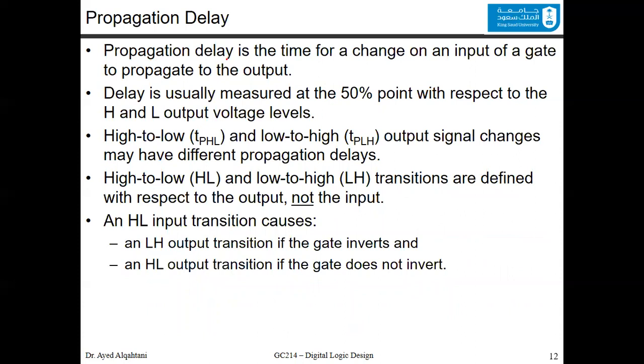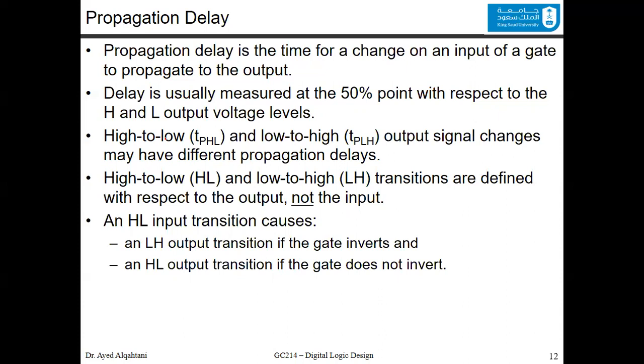The propagation delay is the time for a change on an input of a gate to propagate until you reach the output. This delay is usually measured at the 50% point with respect to the high and low output voltage level. And we will see this clearly in the next figure.